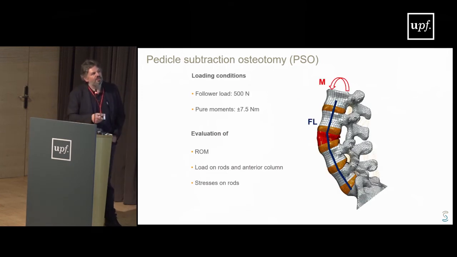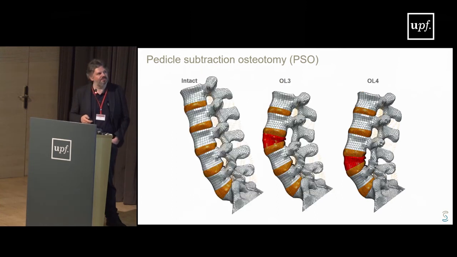It's a model of the lumbar spine, including a part of the sacrum. It's quite simple, actually. We have a follower load that replicates the body weight that we have in vivo, plus some moments that create, let's say, flexion, extension, bending, and so on. And we use the model to calculate range of motion, the loads on the rods, and also the loads that are passing through the fracture here. Here we have the osteotomy, and also the stresses on the rods.